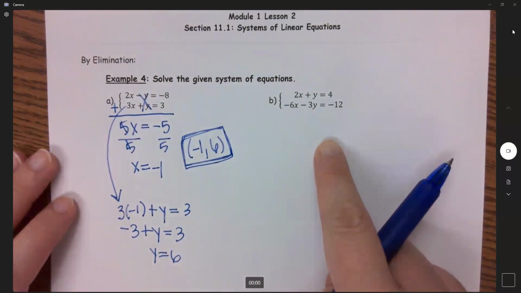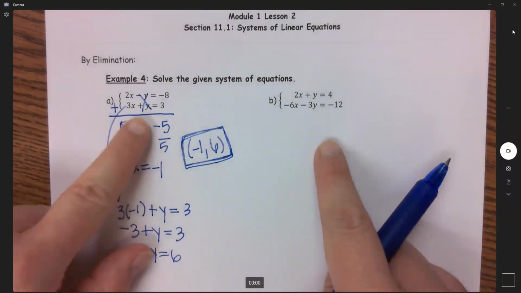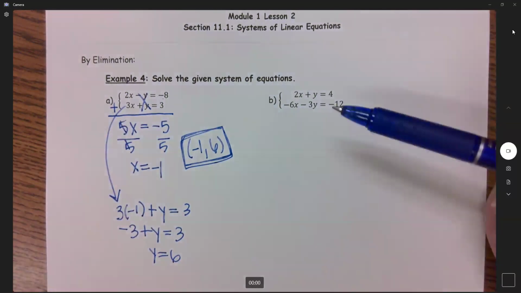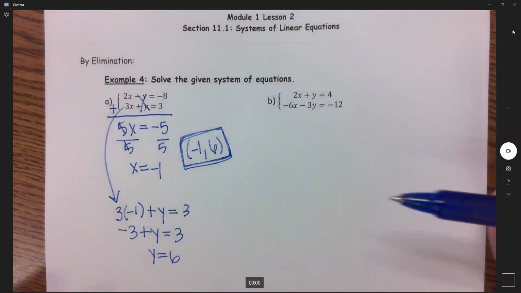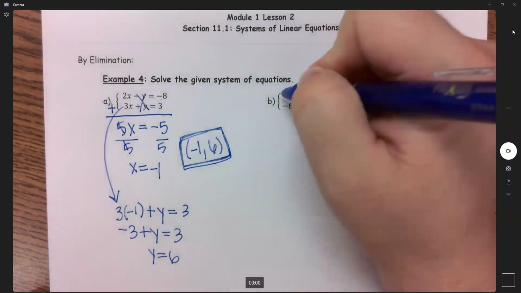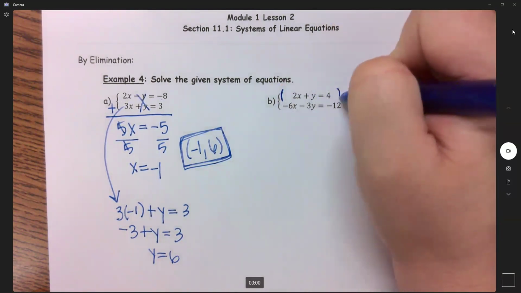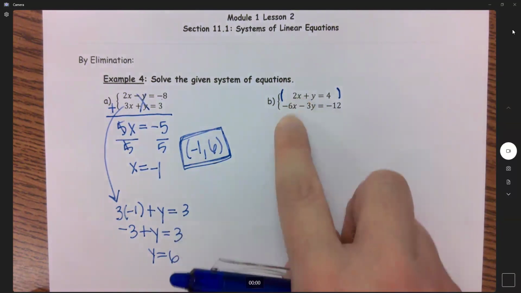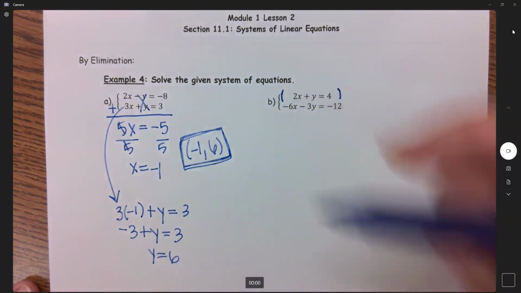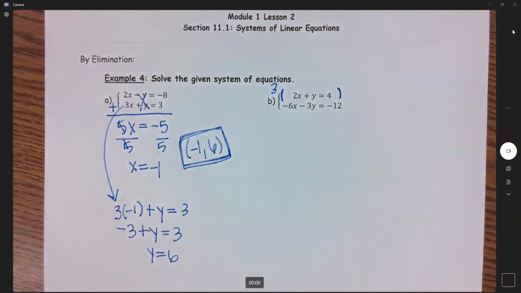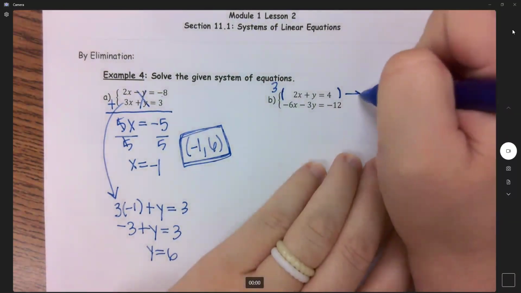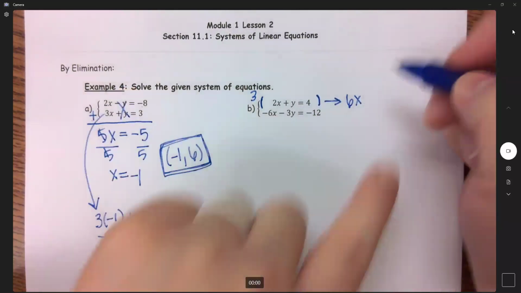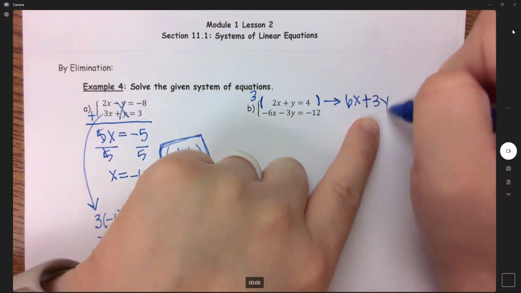B isn't quite as easy for us because this one already had something eliminate, but this one has nothing that's going to eliminate. So we have to multiply one of our equations by something. So if I multiply this top one and I want to eliminate my x's, 2 times what will get me to 6, and that's 3. Okay, so now this equation here will be 6x, 3 times y is 3y.